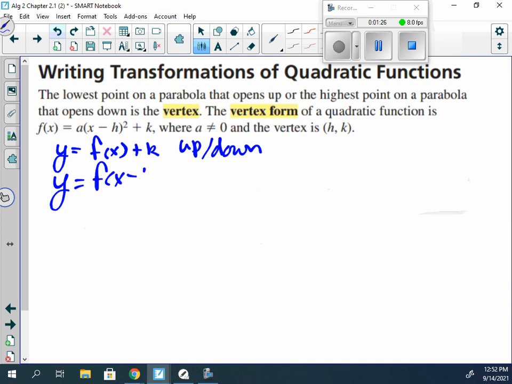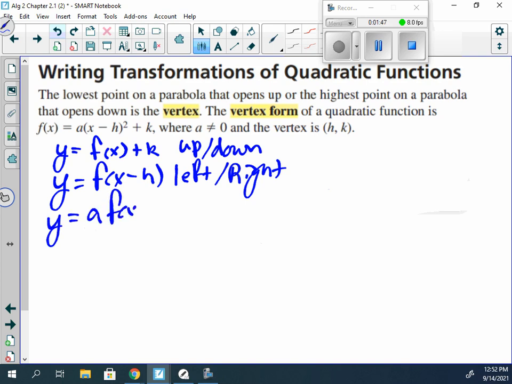So the y equals f of x plus k was the transformation we were looking at when it moved up or down. F of x minus h is our left or right. Our y equals a f of x was our vertical stretch or shrink.